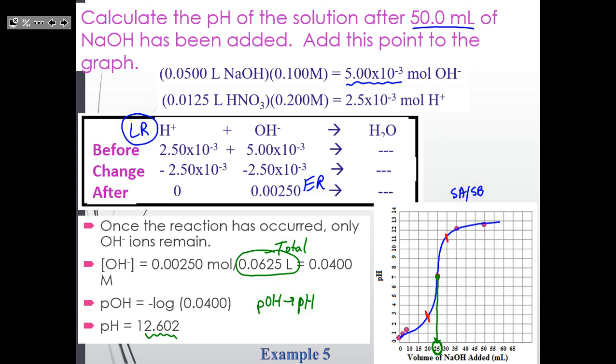In the next video, we're going to cover a weak acid and strong base curve, and then after that, we'll do a weak base strong acid curve. Hang in there, guys.